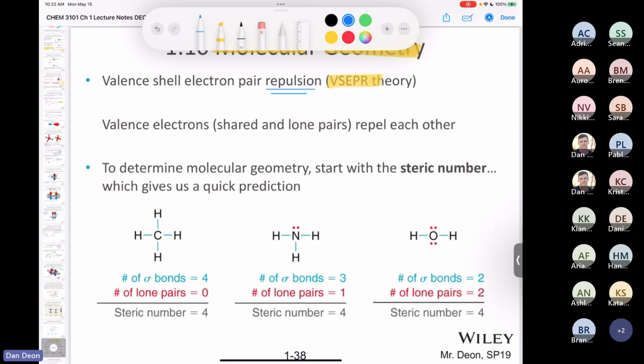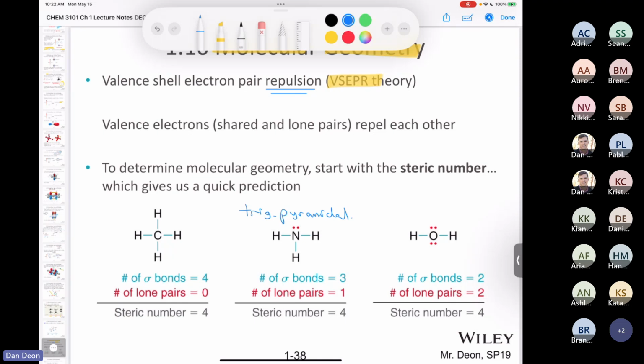Does anybody remember what the molecular geometry of ammonia is? Does anybody remember that one? You would have seen it in general chemistry, I'm sure, at least probably more than once. Anybody? Yeah, it's trigonal pyramidal, absolutely. Right, so trigonal pyramidal.